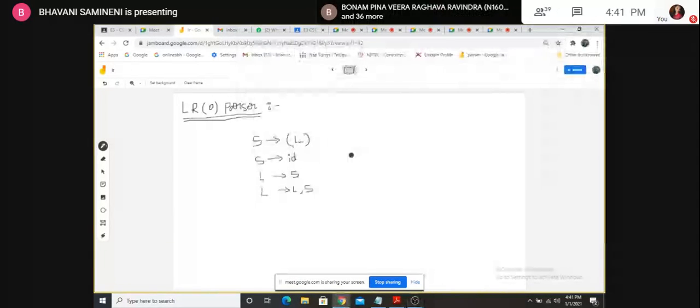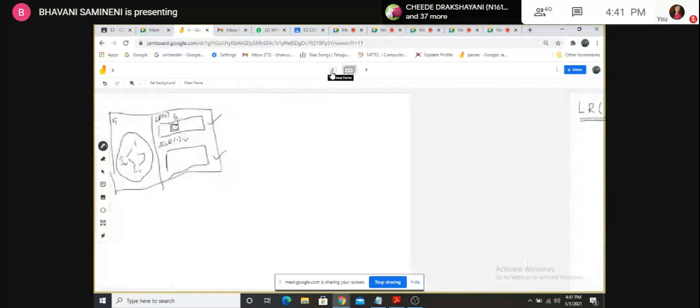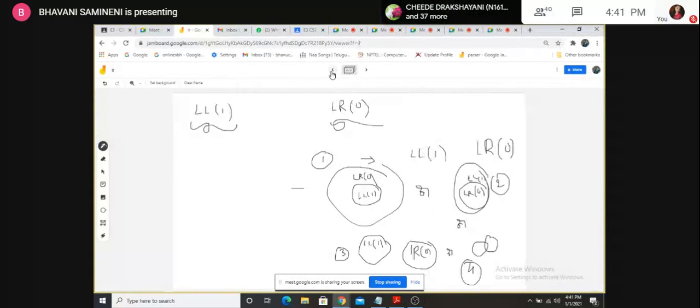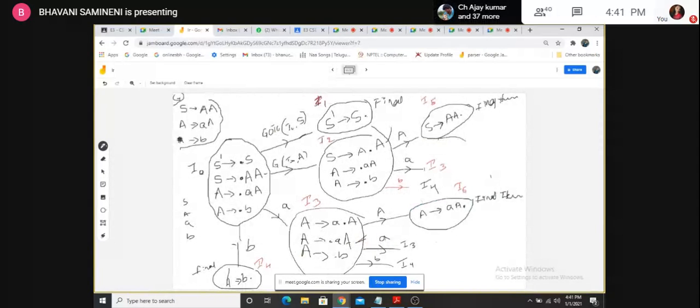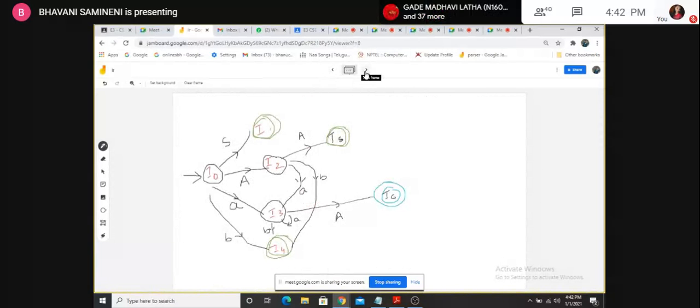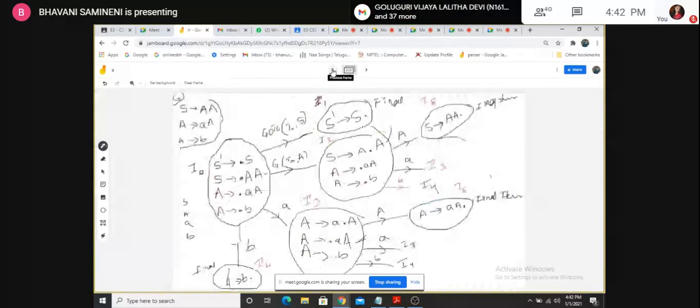Okay. Now we'll see how to construct the LR0 parser. In the first class, we discussed how to construct LR0 parsers. And in the last class, for this grammar, we saw how to construct the LR0 items, and later how to construct the DFA from it. And for the DFA, we constructed the parser table. So that thing we completed in the last class, right?